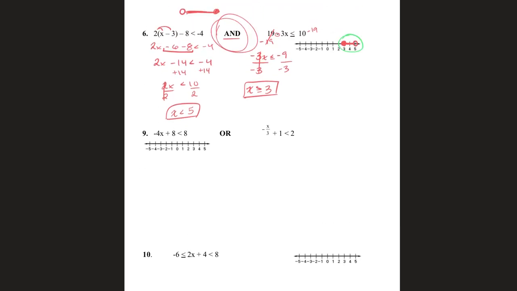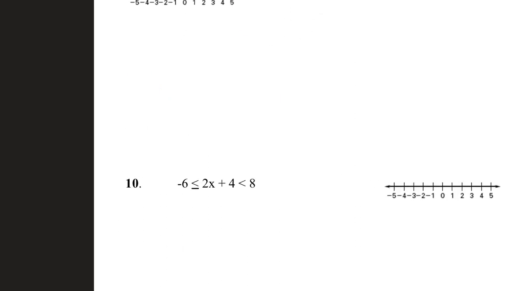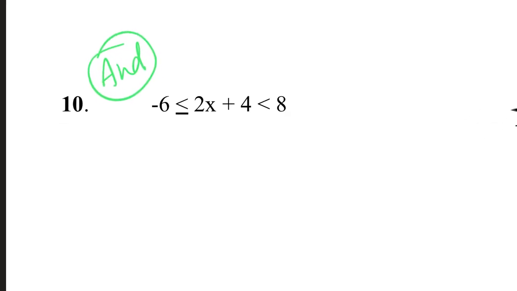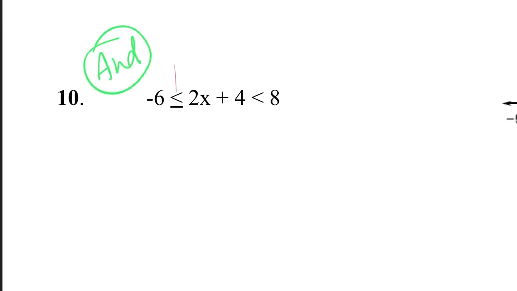Let's do number 10. Number 10 is also an and, right? Go ahead and label that and. Number 10 is an and inequality because if it's written like that, it'll always be and. So with this and like this, we can still solve it. Remember, this has 3 sides to it. Okay, and to solve it, it's like solving anything else. You just want to get the variable by itself.